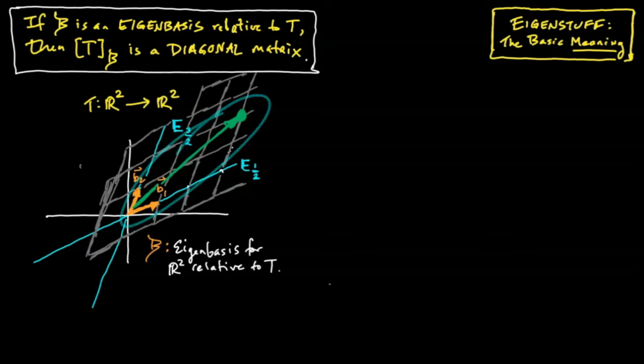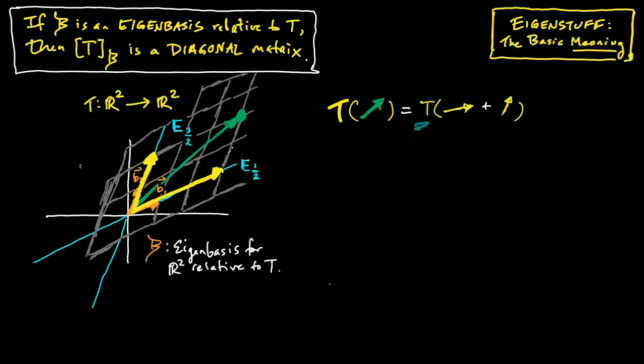Well, this green vector is not an eigenvector, but we can decompose it into a sum of eigenvectors, simply by sliding this point down the grid lines until it hits our eigenspaces, so that we end up with our green vector being the sum of these two yellow vectors, which are both eigenvectors because they live in the eigenspaces. So T of the green vector is T of the sum of the two yellow vectors, which by linearity is T of the first yellow vector plus T of the second yellow vector.